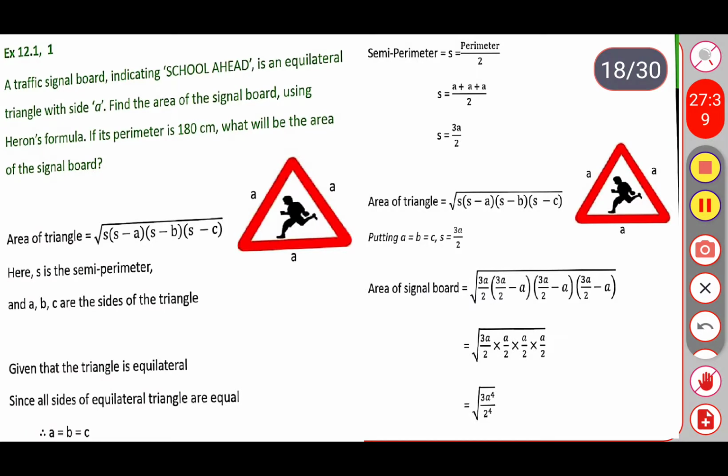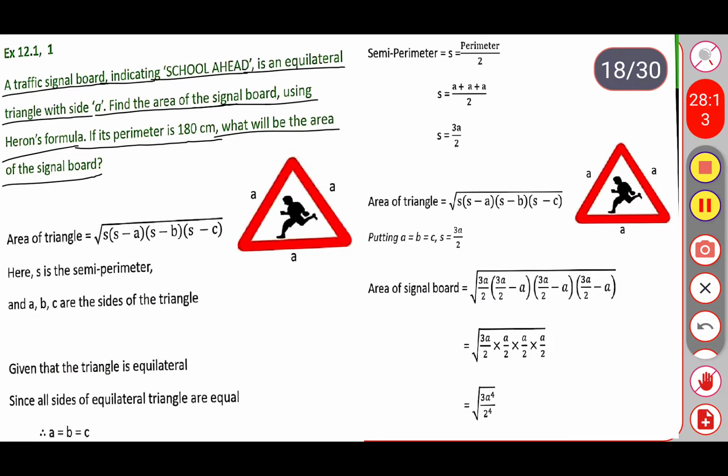So see the exercise questions. The first exercise question, 12.1, first question: a traffic signal board indicating school ahead is an equilateral triangle with side A. Find the area of the signal board using Heron's formula. If its perimeter is 180 centimeter, what will be the area of the signal board?